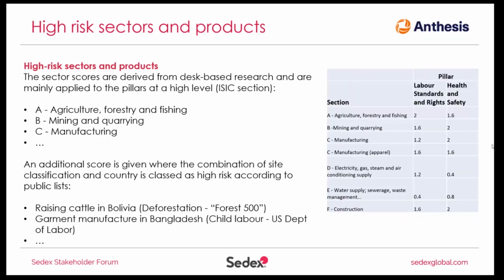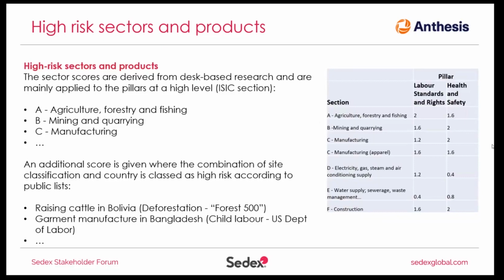Then across each of the clauses, we've looked at various sources of information to try and determine, given that a site operates in those sectors, whether there are any particular risks associated with forced labour, child labour, discrimination, or the environment. That gives an extra score on top. And then finally, if there is a particular combination of country and good, then they get an additional boost, as I said.